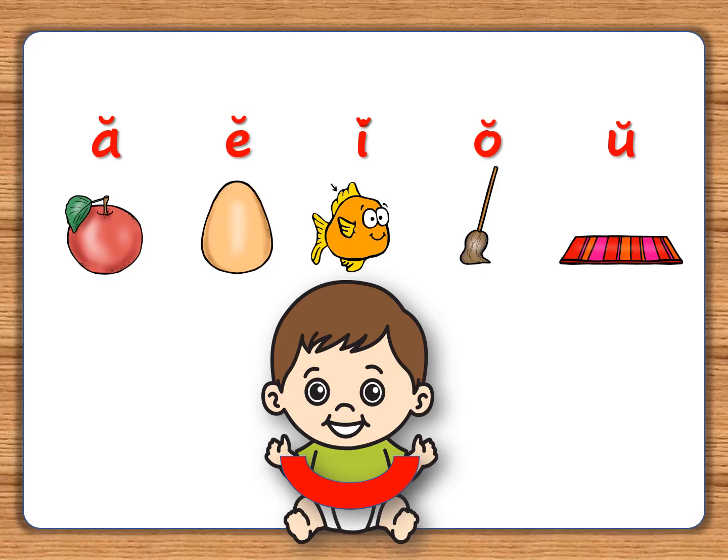So let's go over the short sounds of the vowels. The short sounds of the vowels would be: short A, short E, short I, short O, and short U. So the short sounds of the vowels are A, E, I, O, U. Short sounds again. A, E, I, O, U. So let's move on.